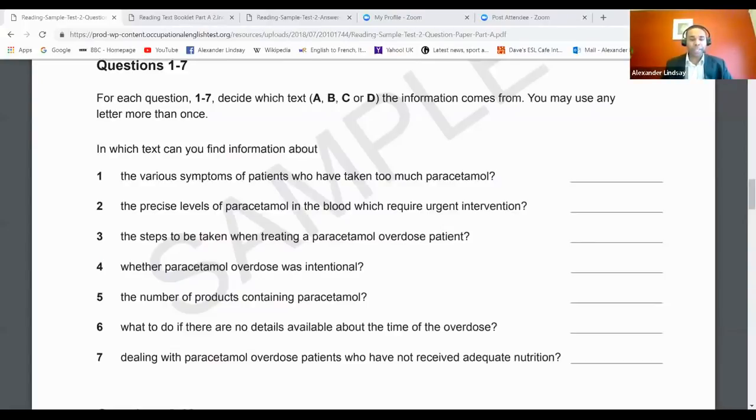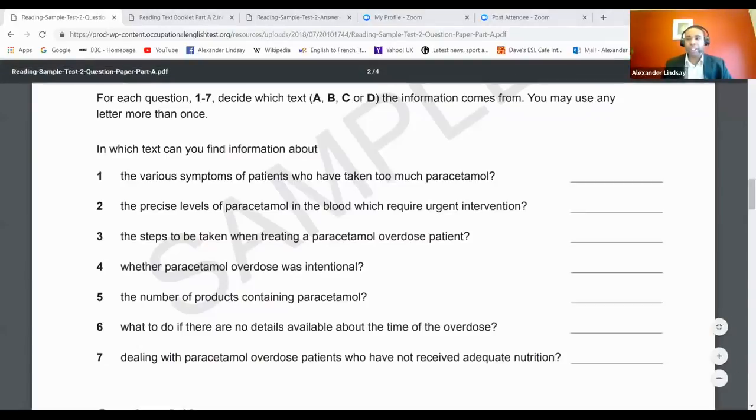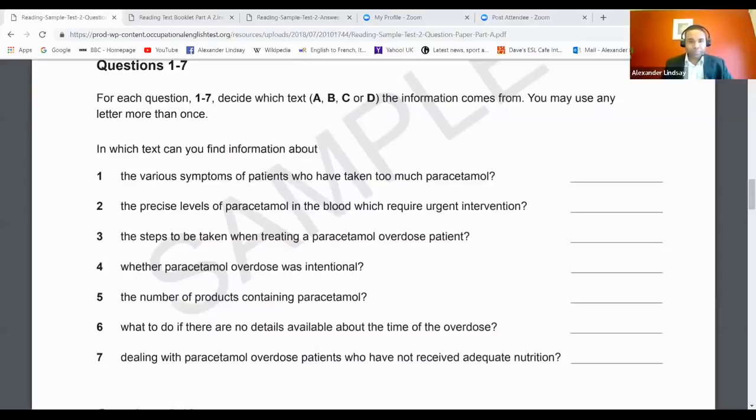So if we just have a quick look at number 2, the precise levels of paracetamol in the blood which require urgent intervention. So precise levels, in this case, we have a nice little graph we can see in text C for those who are having a look at it. And that is telling us about the levels of paracetamol in the blood. So we've got obviously the normal treatment line and the high risk treatment line. So having a look at that graphical information in terms of relating it to levels could have helped us there. So number 2 was C, and she was correct in saying that number 3 was B, number 4 D, number 5 A, number 6 B, and number 7 C as well.